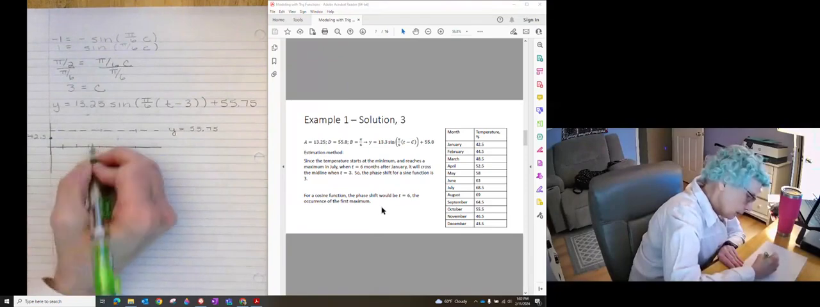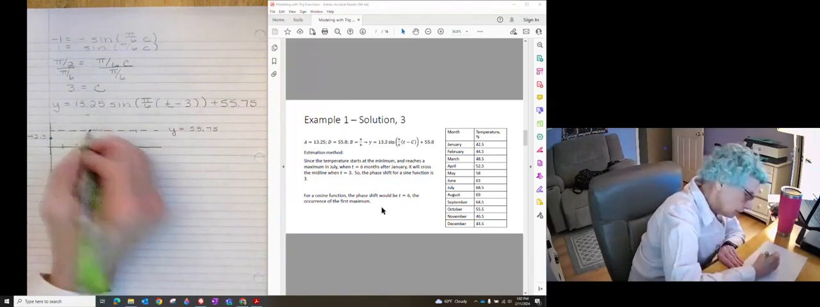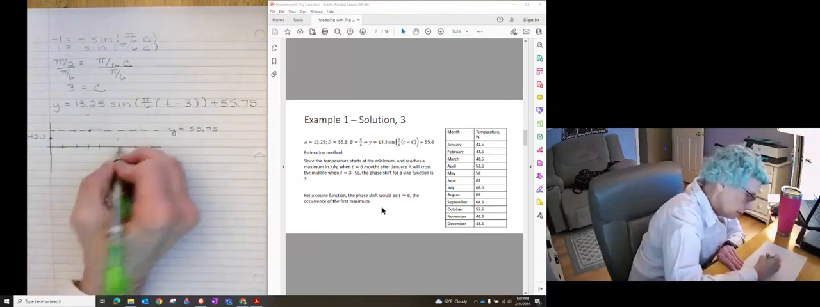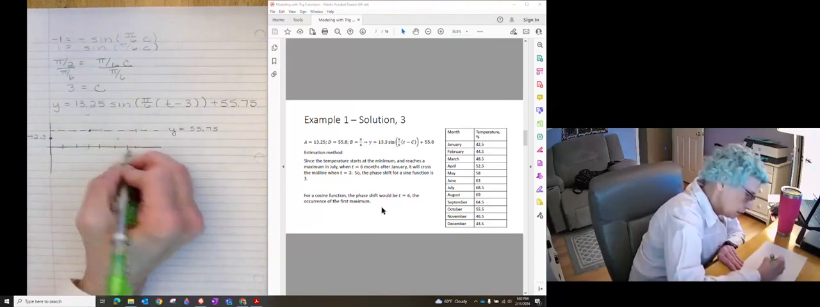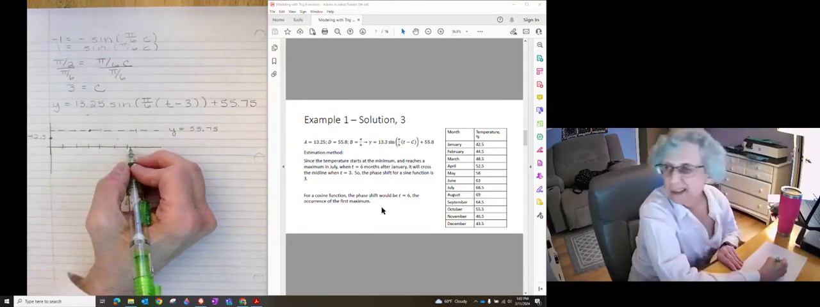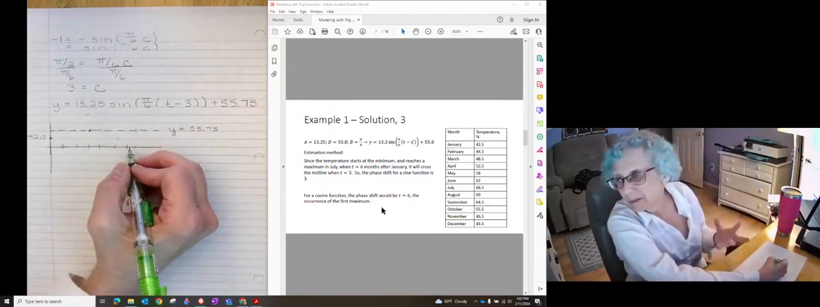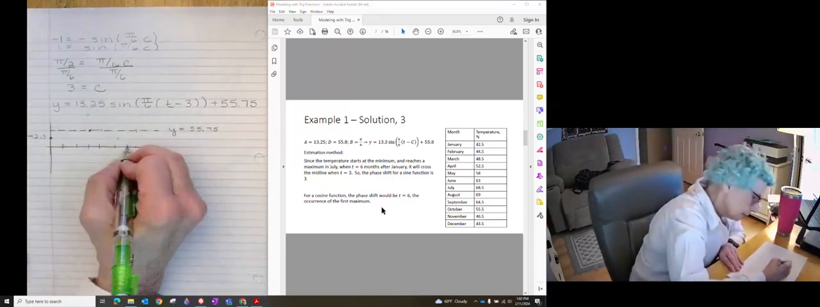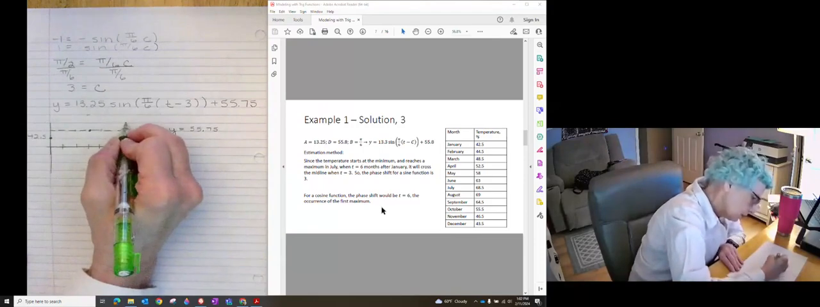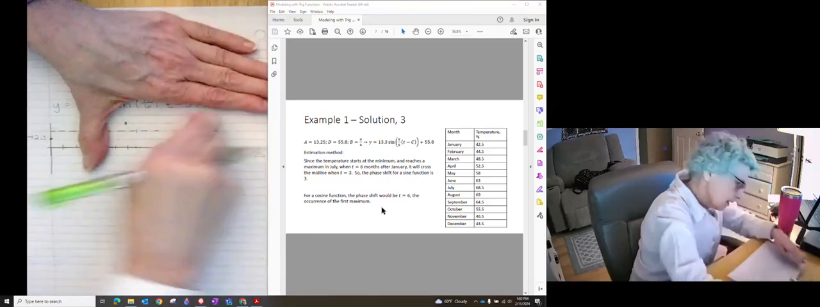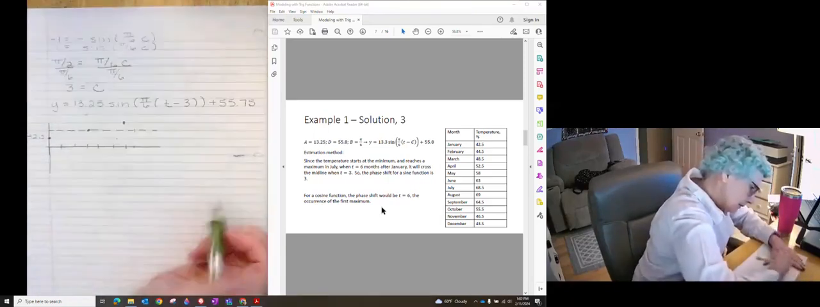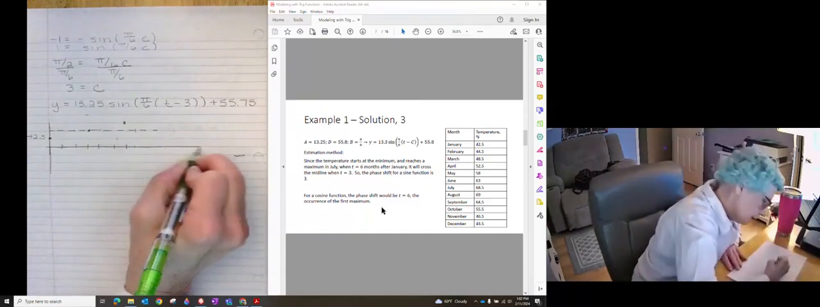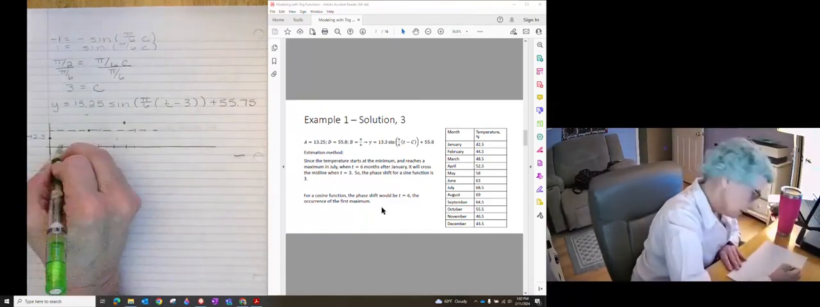Then February, March, April, it hit the midline. May, June, July. Now, even though it looks like the max is in August, July is really close. So that would be the max. We'll put that up here. And I didn't make it long enough because I'm writing too big. That's okay. I can make it longer.